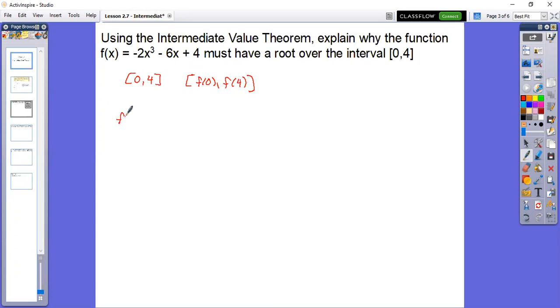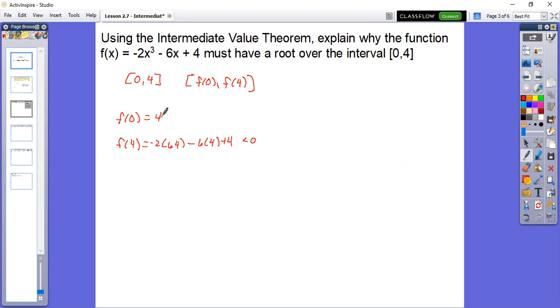So let's find f of 0. So f of 0, that's pretty easy. It's 4. Because these are 0, that's 4. Now let's find f of 4. So f of 4 is negative 2 times 4 cubed, which is 4, 16, 64. So this is negative 2 times 64 minus 6 times 4 plus 4. Really, it doesn't really matter what this number is specifically. What really matters is that this number is less than 0.